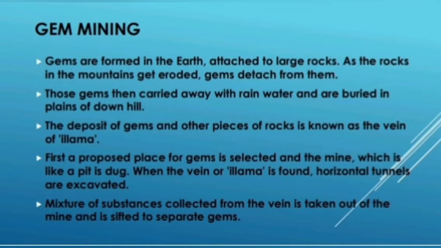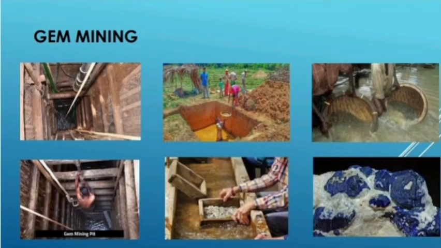First, a proposed place for gems is selected and the mine, which is like a pit, is dug. Then, when the vein or Illama is found, horizontal tunnels are excavated. A mixture of substances collected from the vein is taken out of the mine and is shifted to separate gems. These are some pictures of gem mining.